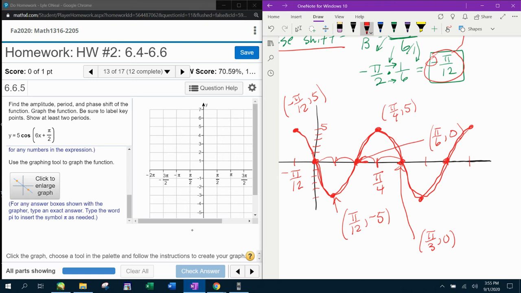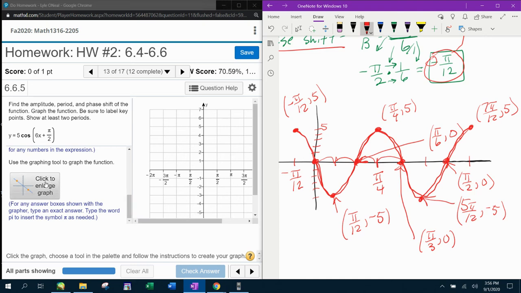And then this would be 5 twelfths at negative 5. And then this would be 6 twelfths. 6 twelfths is half of a pi. And then this last point up here would be 7 twelfths. And that's up at 5. Okay, so there's all of those critical points labeled.